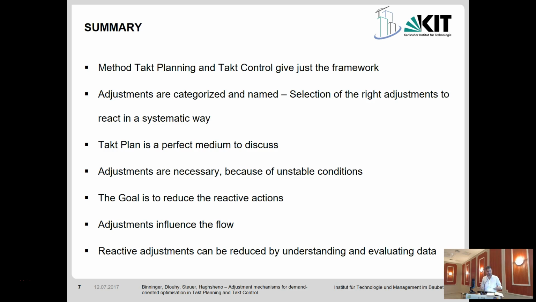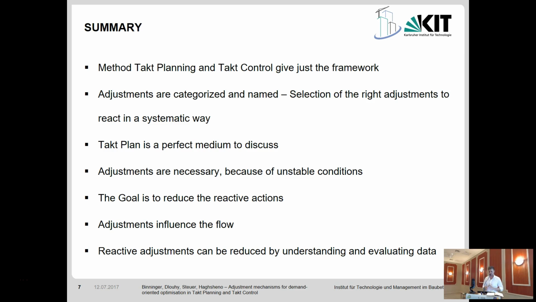And the idea is for sure to reduce this action. But there's also a difference between if you react on a problem or if you act. So if you see the problem in front and you just do an action, you planned it, or if you just react on this. And for sure, every adjustment has a kind of influence on the flow. Sometimes a positive, if you plan it like this, but in most cases, it has a kind of negative influence on the flow efficiency. That's the last point I already mentioned.